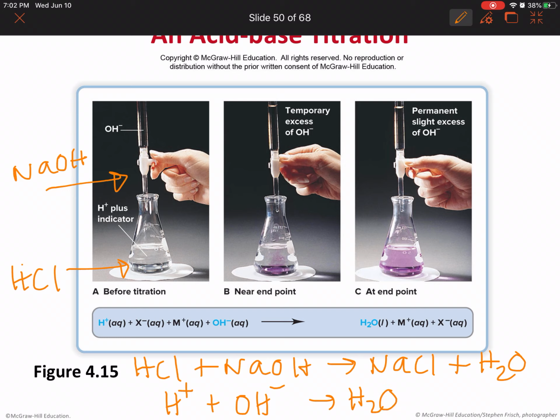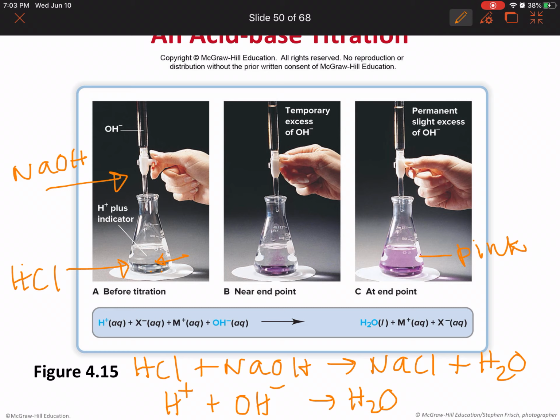And you have to add an indicator inside the flask. The indicator most commonly used for strong acid, strong base titrations is called phenolphthalein. Phenolphthalein indicator is clear in the acidic medium, but when it becomes basic, it becomes pink, meaning if you have more base, it becomes pink in color.